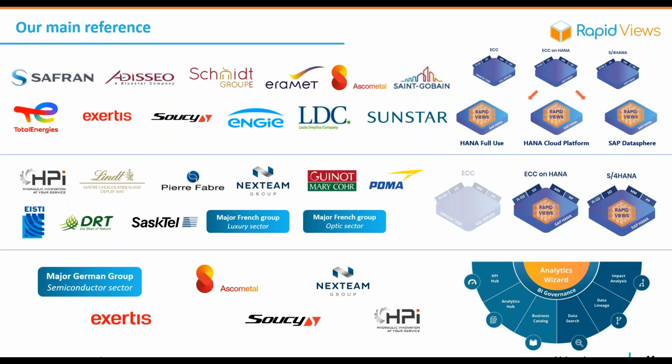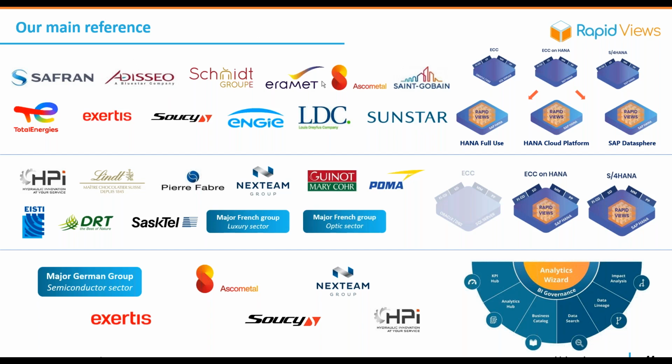So far we have almost 30 references. On SAP Datasphere, we have about 7 active references today. We have Total Energy in France, Exertis in the UK, Soucy Group in Canada, Engie, which is a big French energy company like Total, which is a petroleum French company, Louis Dreyfus Company, which is a very large French multinational, Sunstar, which is a company in Switzerland. So we have 7 customers using SAP Datasphere.